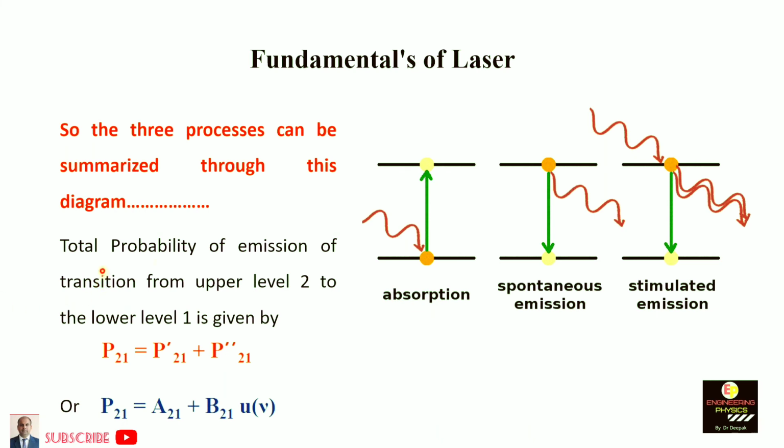So the total probability of transition from the upper level 2 to the lower level 1 is given by P21 is equal to P dash plus P double dash. Here P dash is the spontaneous emission and P double dash is the stimulated emission, for the transition from the excited state 2 to the ground state 1. So this equation we can write as P21 is equal to A21 plus B21 U nu.